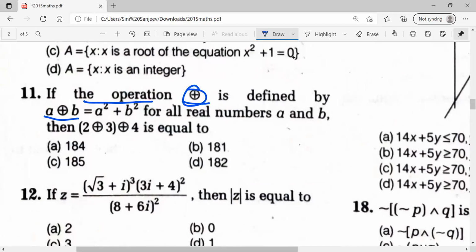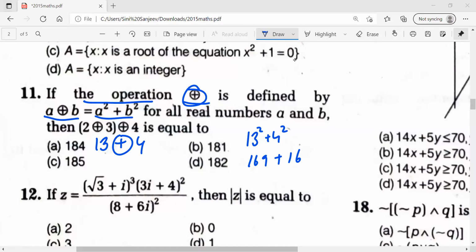A exclusive b is equal to a square plus b square for all real numbers. So 2 exclusive 3 in the sense what? 2 square plus 3 square, that is 13. 13 exclusive 4 is what? 13 square plus 4 square. 13 square is 169, 4 square is 16. So 169 plus 16 is basically what? 185, right? So obviously there's only one option here. Yes, option C is the answer, 185. We need not check any other thing.